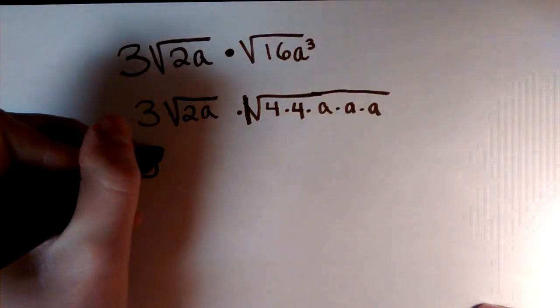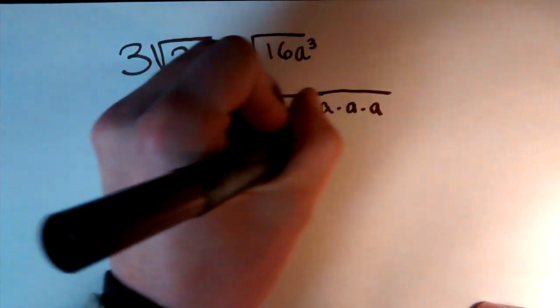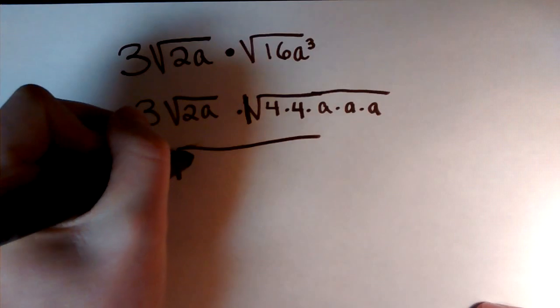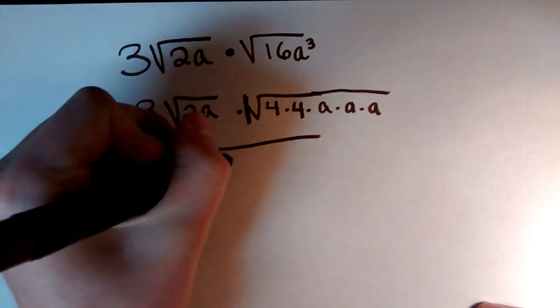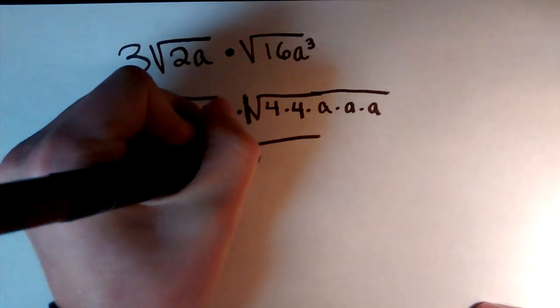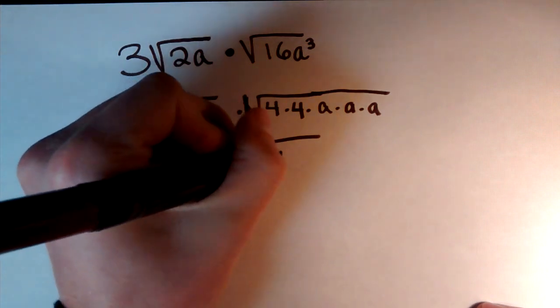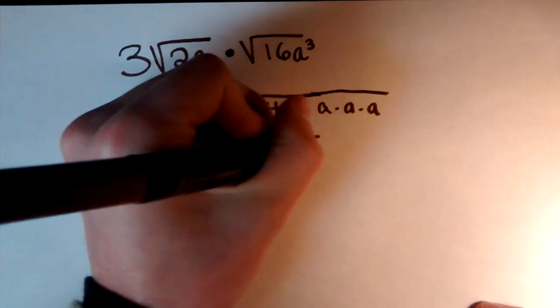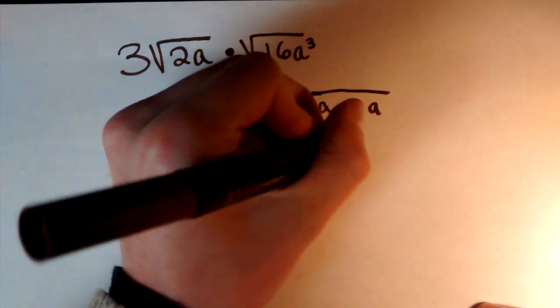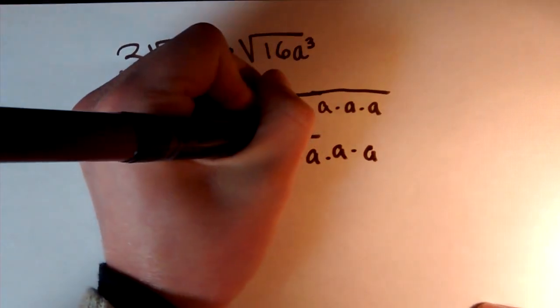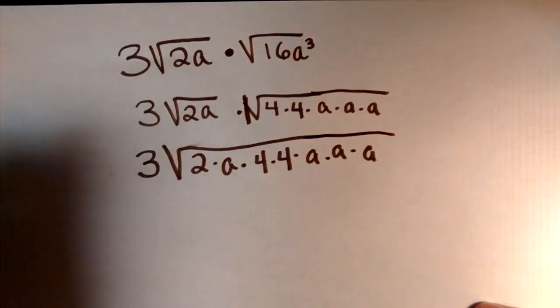Now we're going to get a radical first. And we're going to put 2 times a, multiply that by 4 times 4, multiply that by a times a times a, extending the radical as we go.